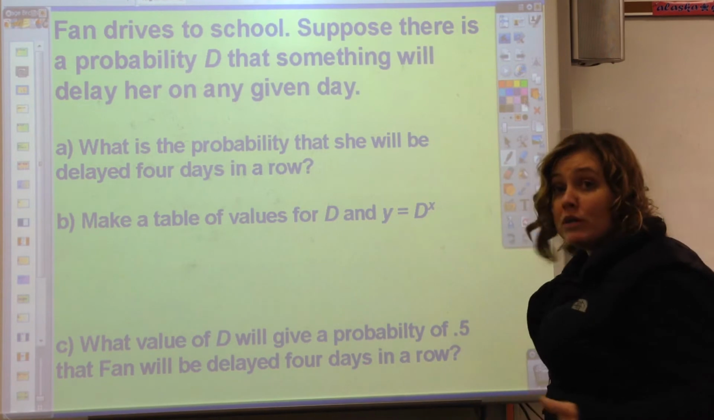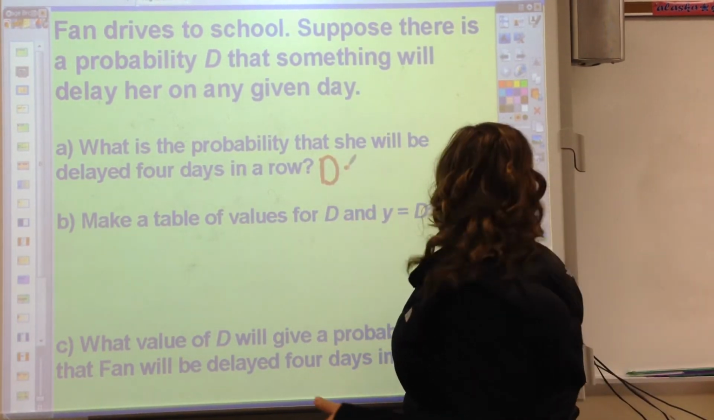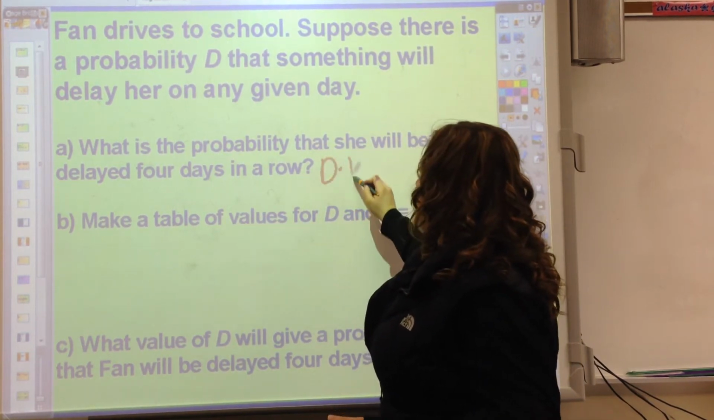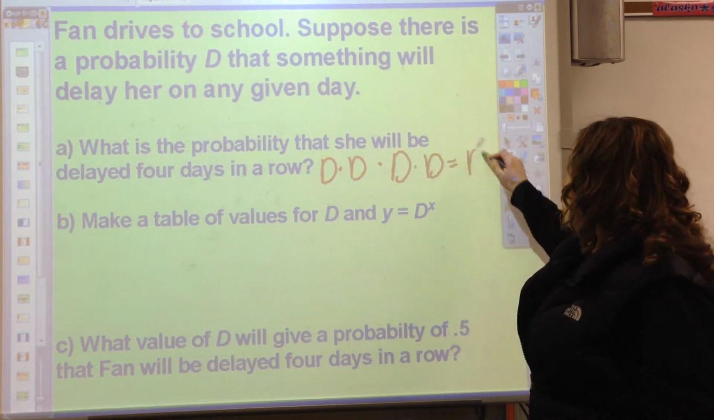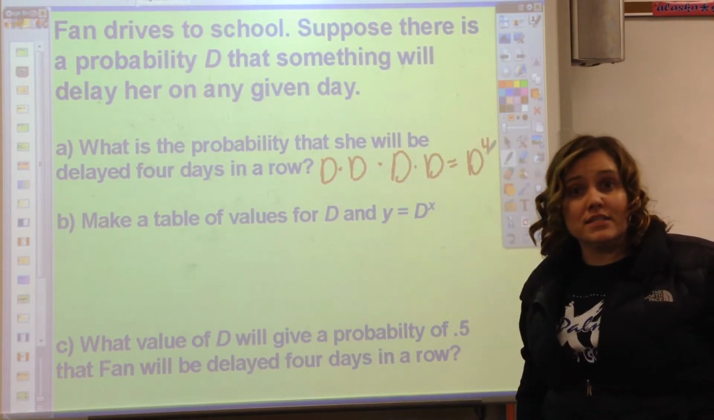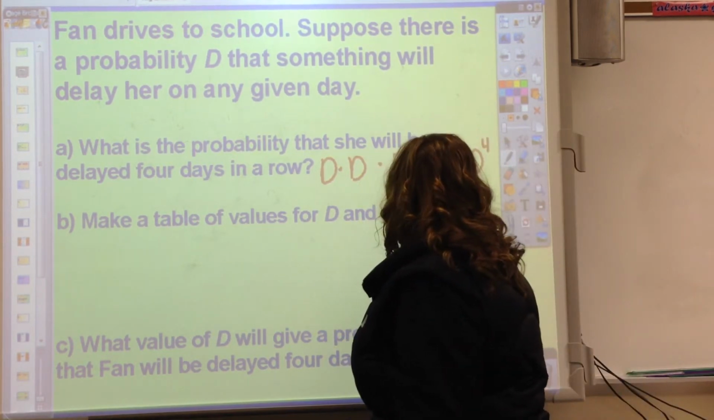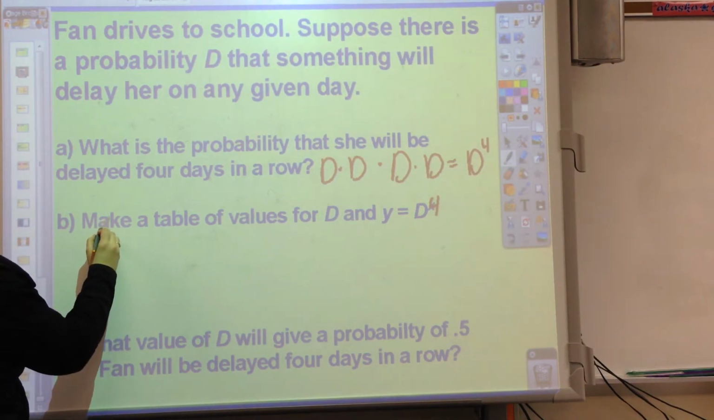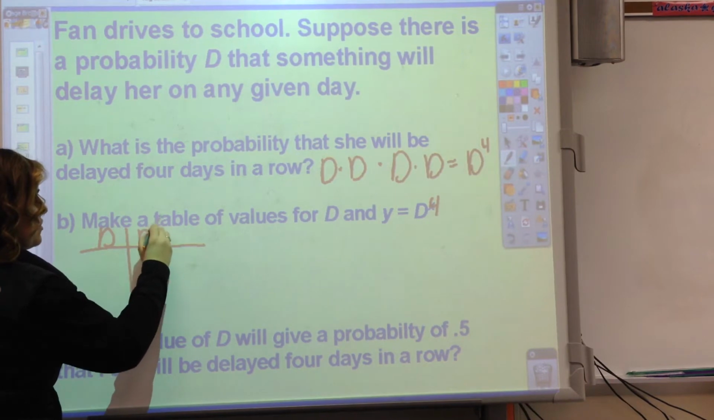Hopefully, you're going to agree with me that the probability she's delayed on day 1 is D. The probability she's delayed on day 2 is D. Day 3 is D. Day 4 is D. Will everyone agree that that's going to be D to the 4th? Then we're going to go ahead and make this x value 4, and we're going to make a table of values where I have D, the probability, and D to the 4th.